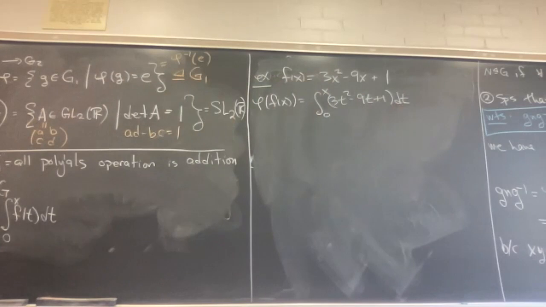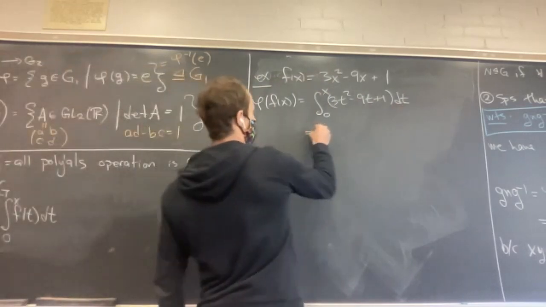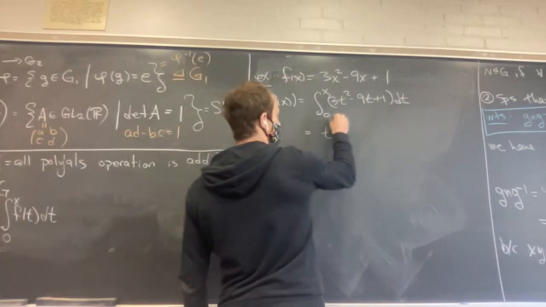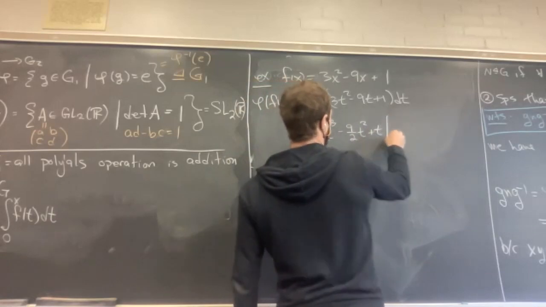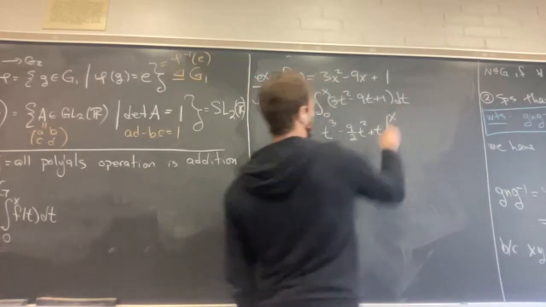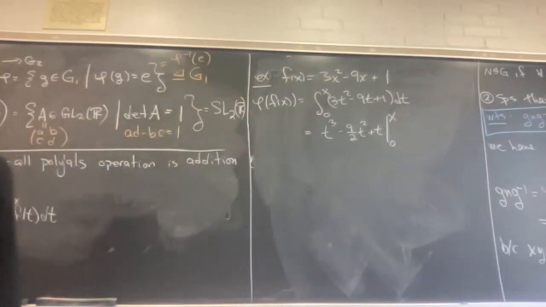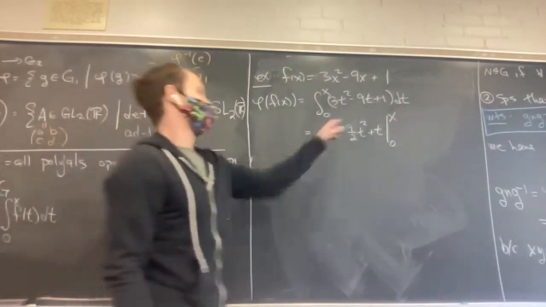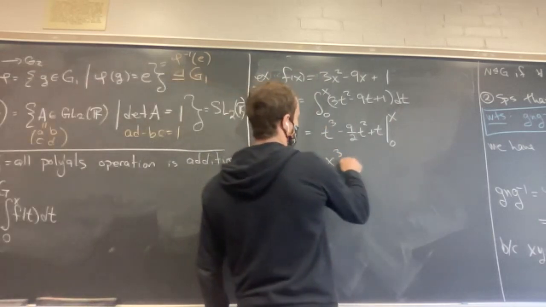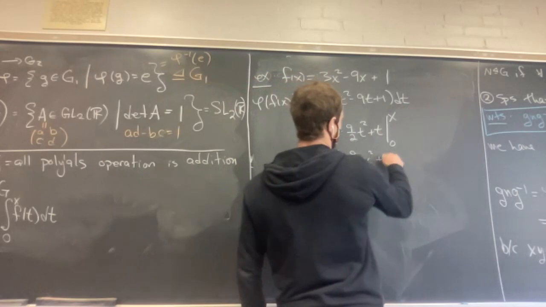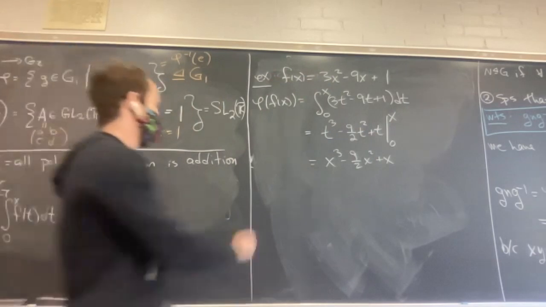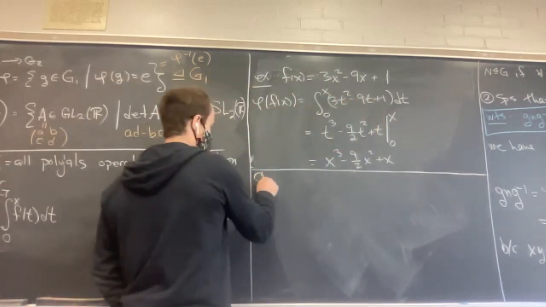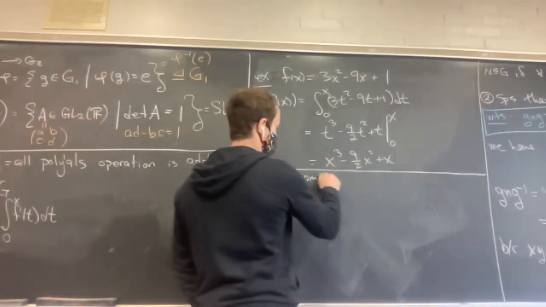And now we just do the end of calculus 1 on this, right? So this is going to be equal to t cubed minus 9/2 t squared plus t evaluated from 0 up to x. So I just took the antiderivative. Plugging in x, I get x cubed minus 9/2 x squared plus x. Plugging in 0, I just get 0. So that's the kind of calculation that we're talking about here. Now let's check that it's a homomorphism.